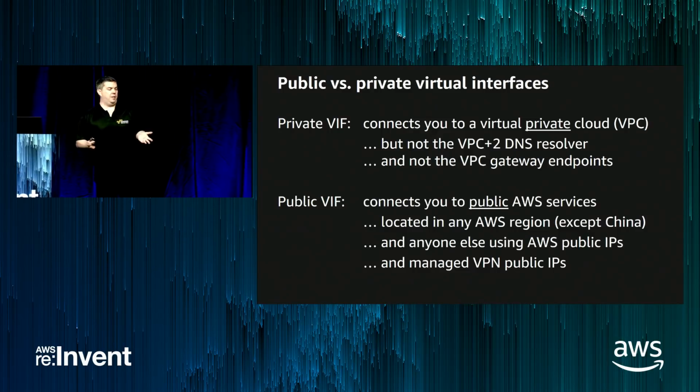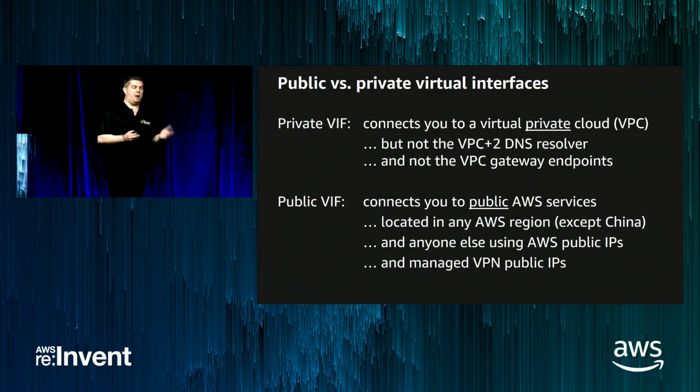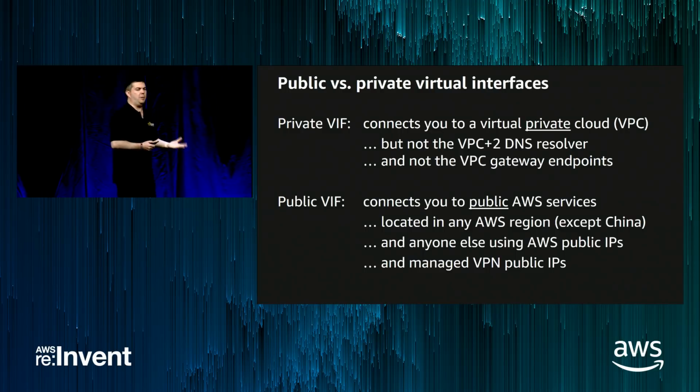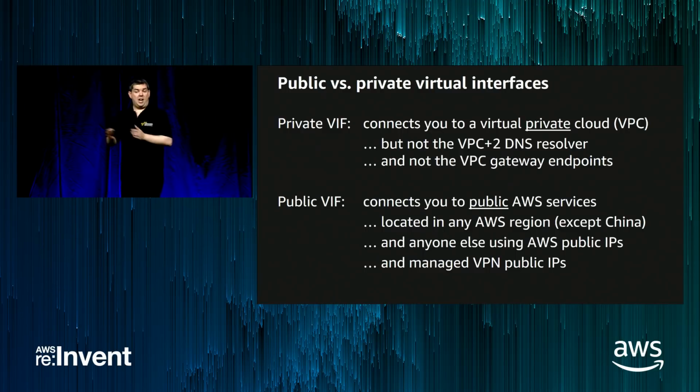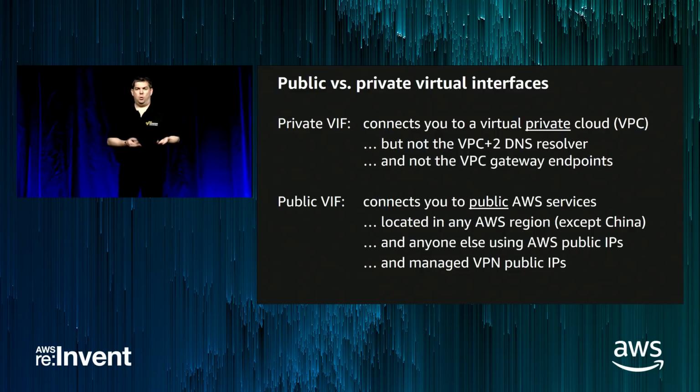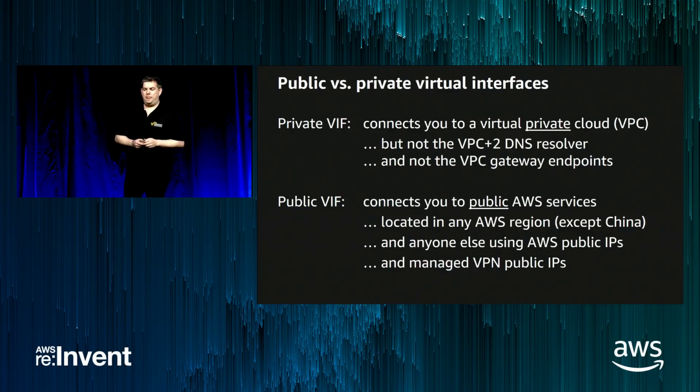So what does a public VIF do? Well, a public VIF connects you to the public side of the Amazon network. And it means that you can reach all of our public endpoints. So things like S3 and DynamoDB, as an example, they have public IP addresses. You often reach them over the internet. You can reach those over a public VIF.